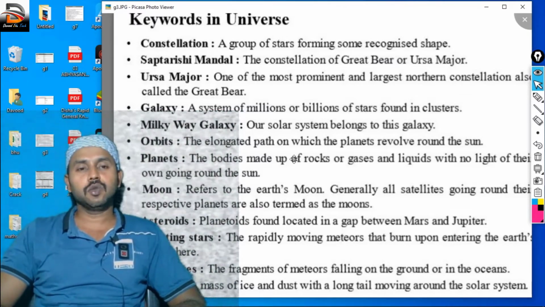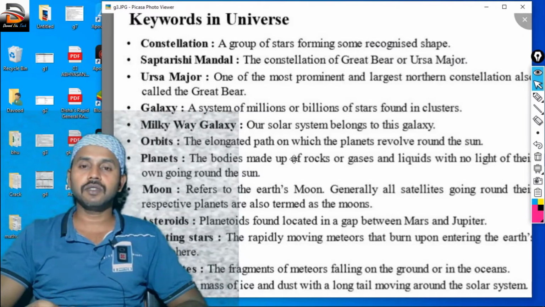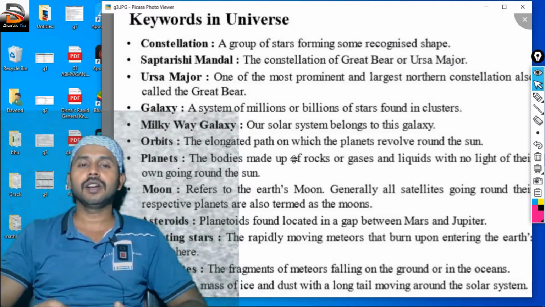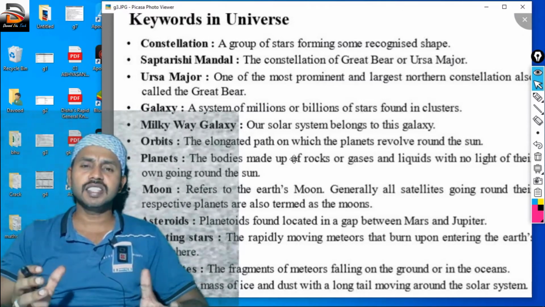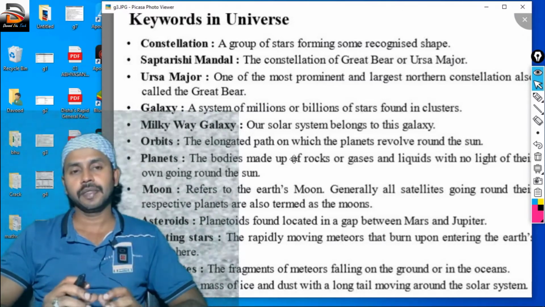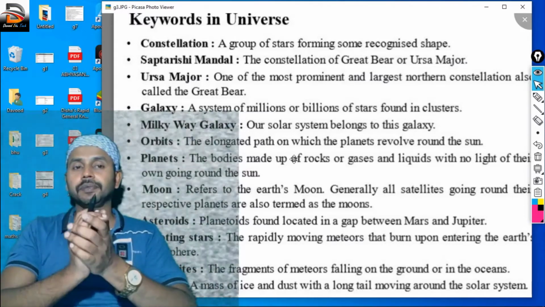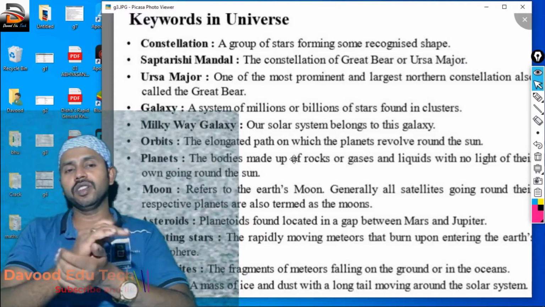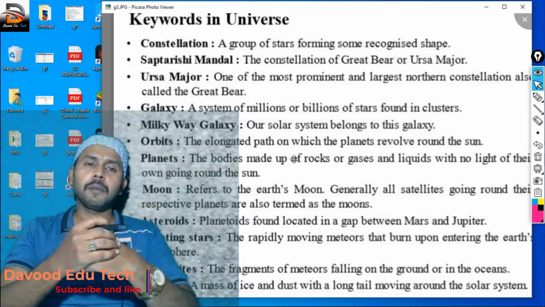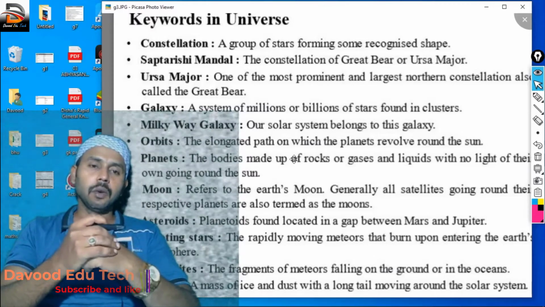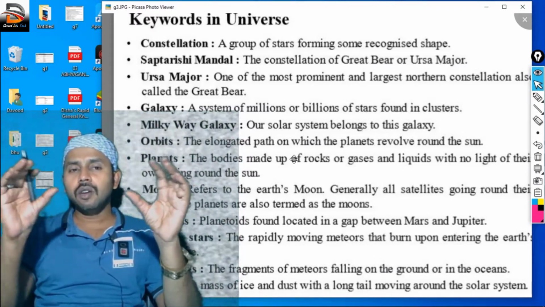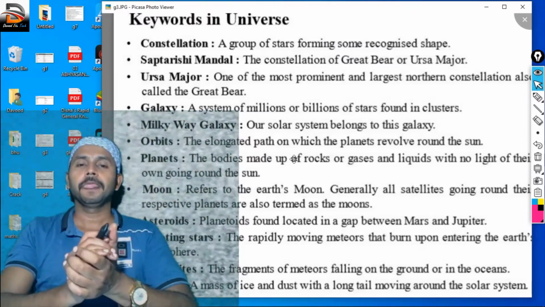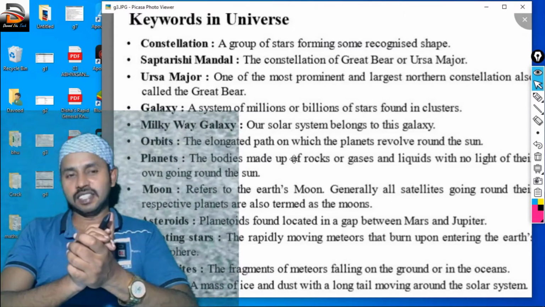The first one is constellation. A group of stars forming some recognized shape we call a constellation. Stars have different shapes. I think we already know the zodiac signs, like Capricorn and Pisces. The stars together form one shape. That shape we call a constellation.